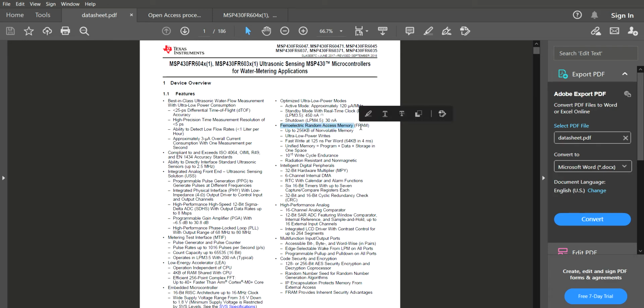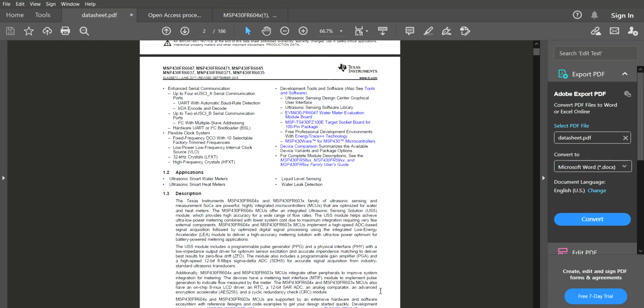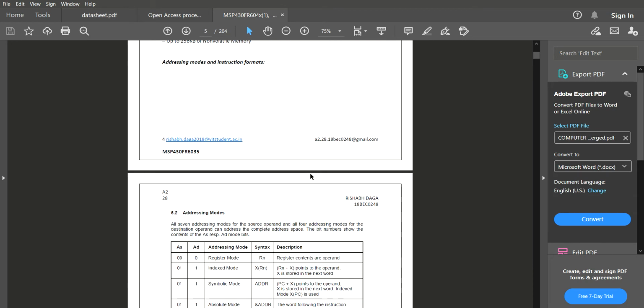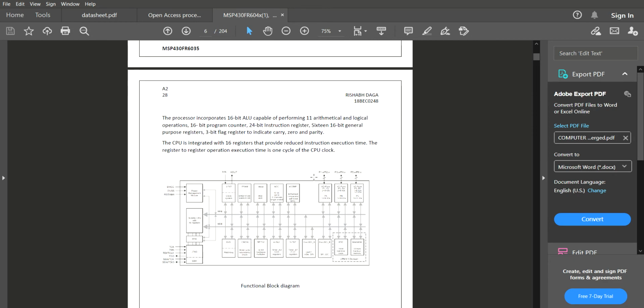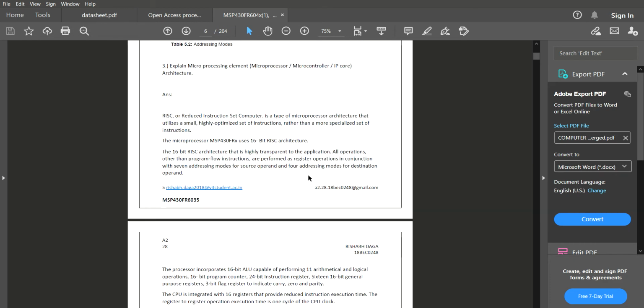Now for memory also, here we can see the FRAM, a new type of RAM that helps in static holding of memory even when the computer is switched off, up to 256 KB. So all this we can find here. Now let's take a look at the third question, right? Now, sorry, yeah, I've skipped.